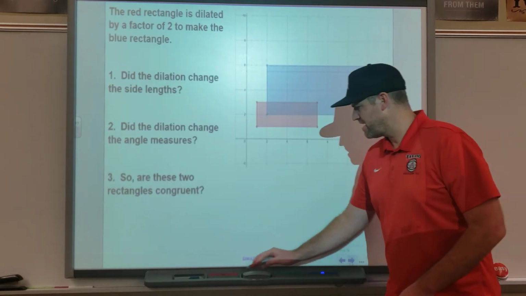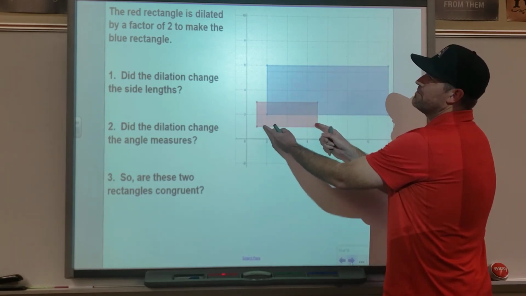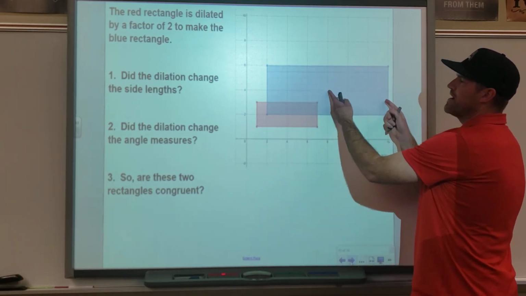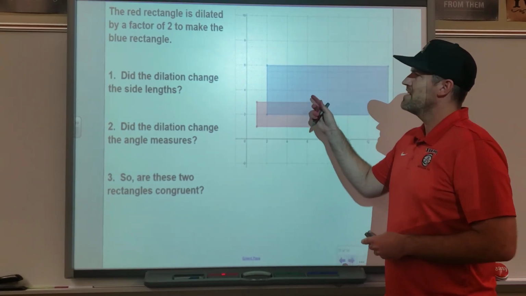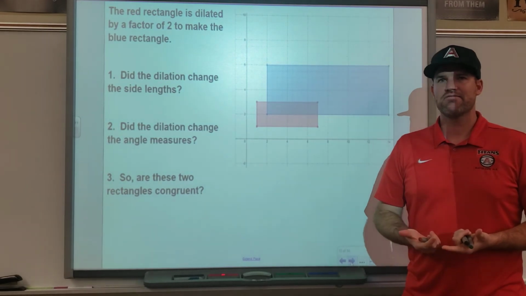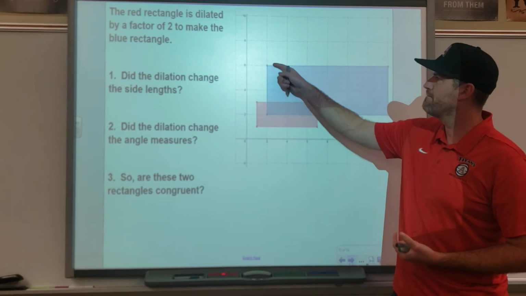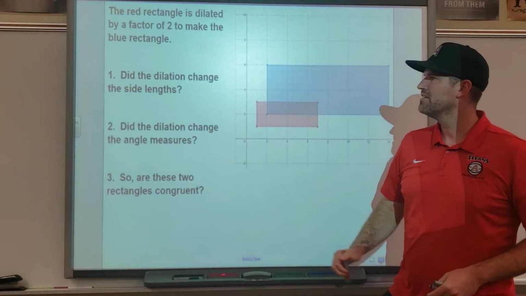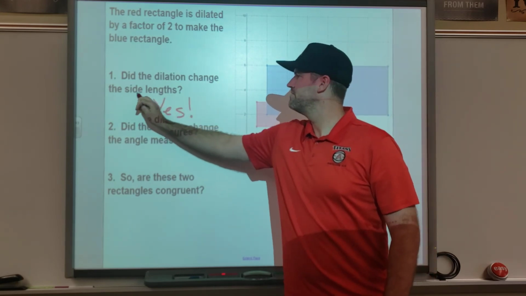All right, last little example. The red rectangle is dilated by a factor of 2 to make the blue rectangle. So this is an enlargement. When we did this enlargement, or this particular dilation, did we change the side lengths? Well, yeah, clearly I can see that this side went from 2 units to 4 units, right? It doubled. So yes, we definitely changed the side lengths.